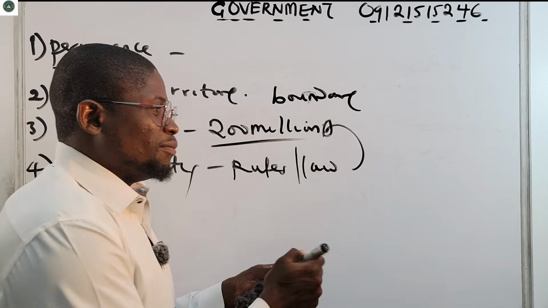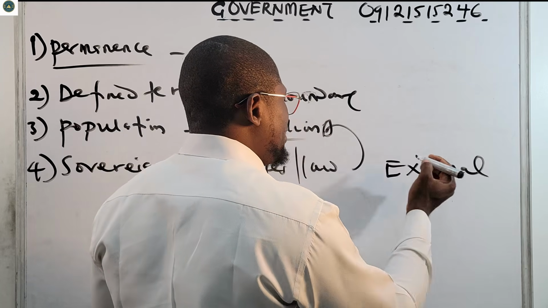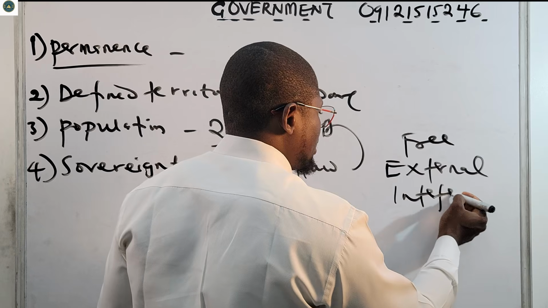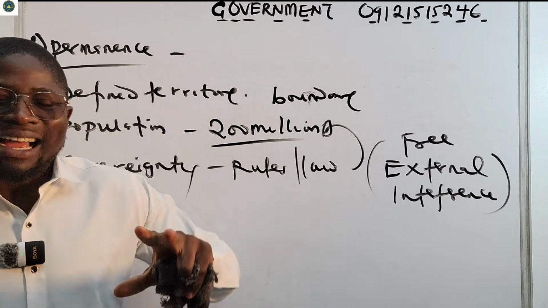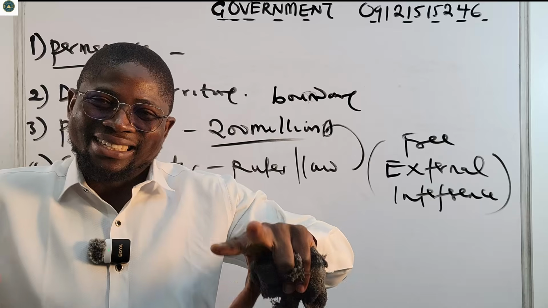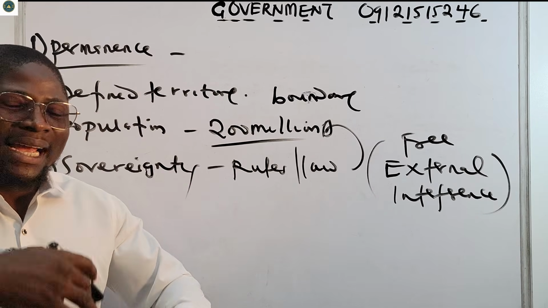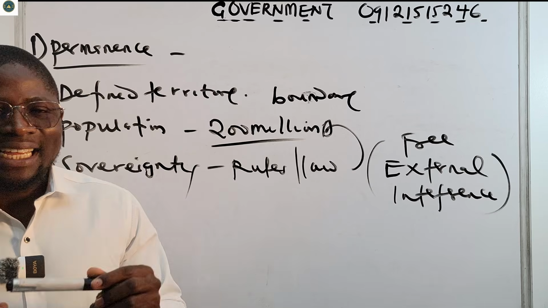It is free from external influence, or interference. So that is what a state is. A state is completely free. It can make its own decisions by itself. The state has a government that makes laws, and it is free from external interference.